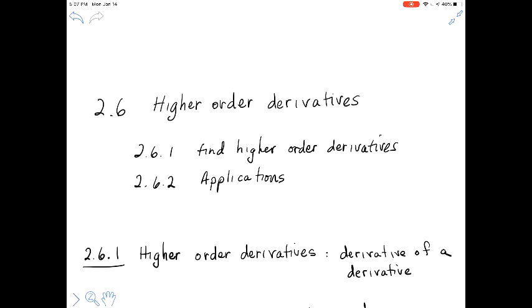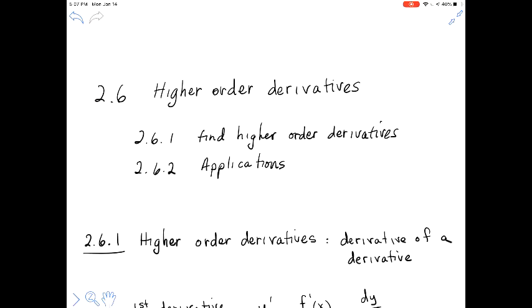All right, we're working on lesson 2.6, higher order derivatives. Two topics here we need to cover: how to find the higher order derivative and what some applications of that are going to be. And again, throughout this, if you need time to write down something that's already being presented, just hit the pause button.